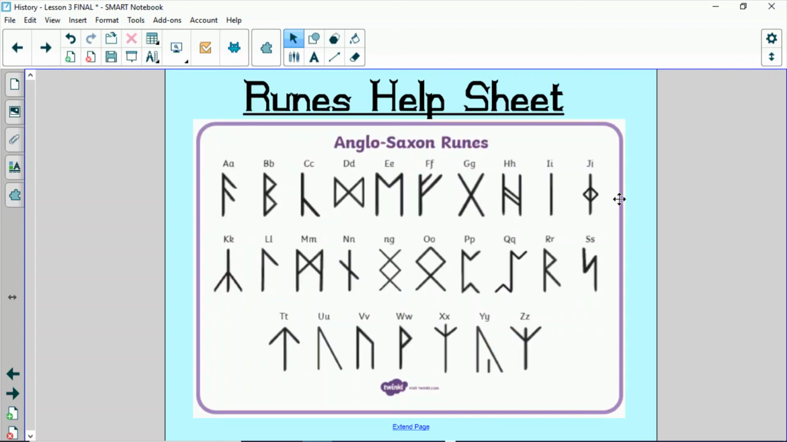Now on the board, I've given you a runes help sheet that looks a bit like this. I would, in a moment, pause the video so you can see this one when you're writing your name and your message into your book. If you prefer, though, I have put a copy onto our learning document for today, so you can either download that one, and you can even print it if you want, if you prefer that to help you with your writing today.